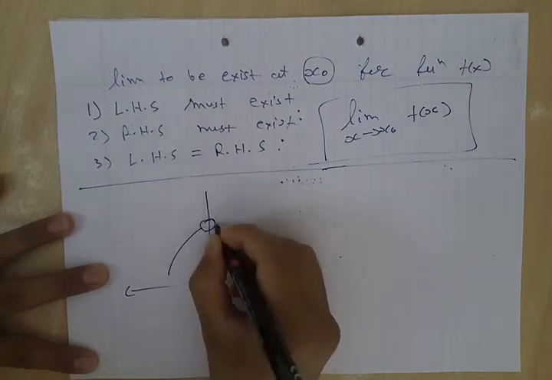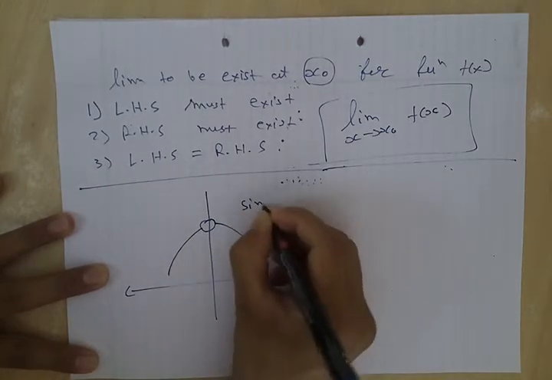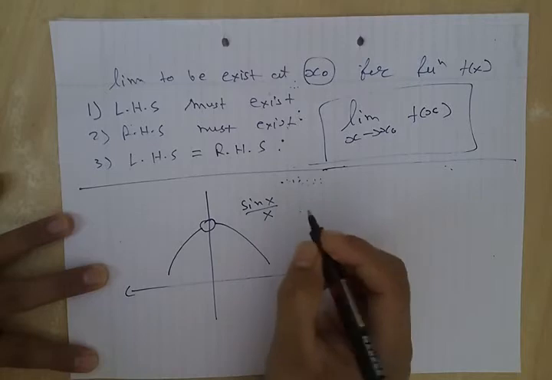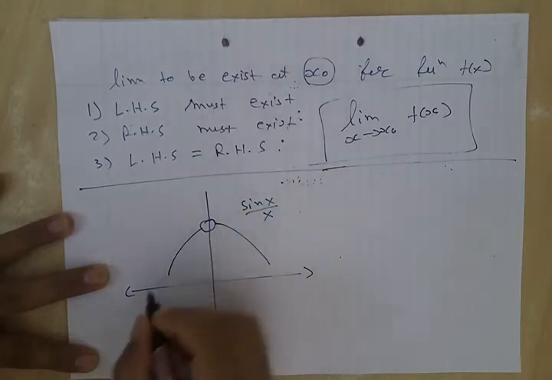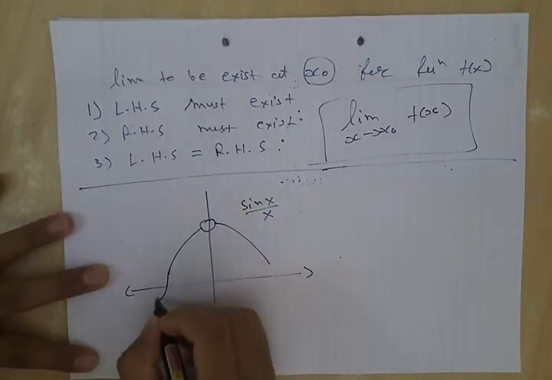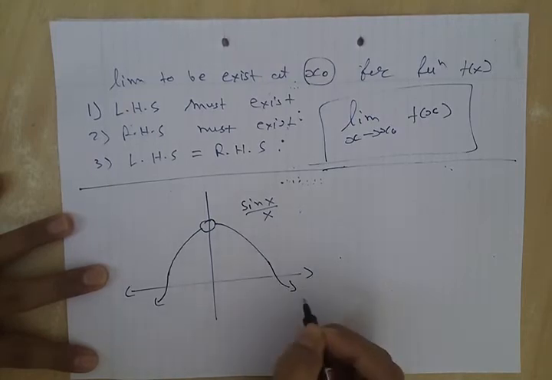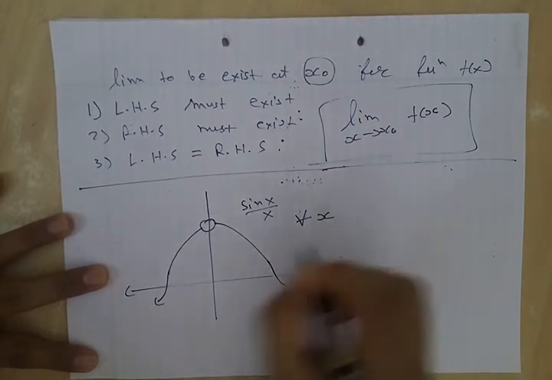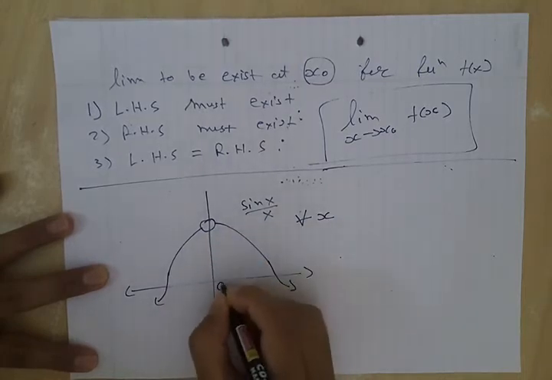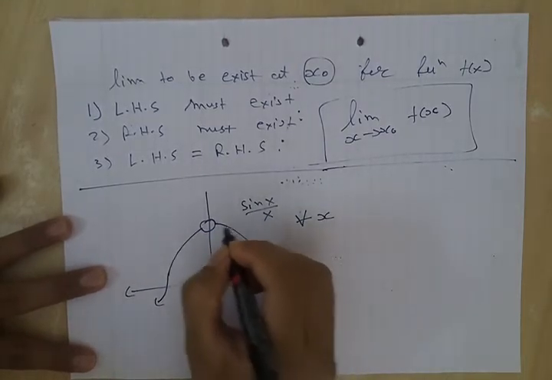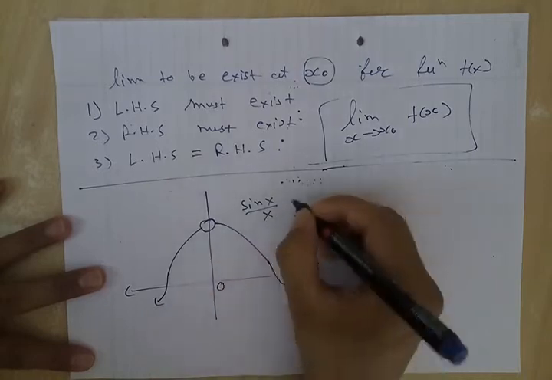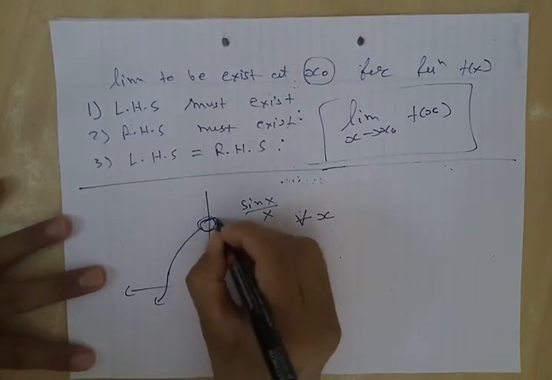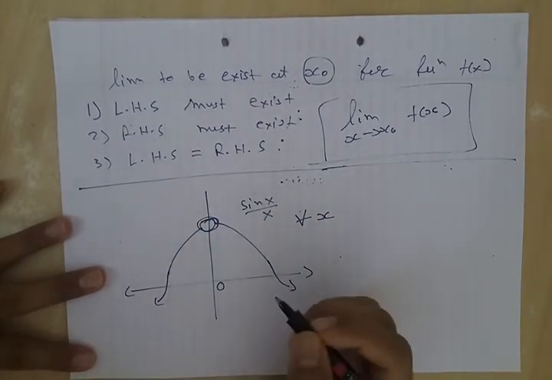So in our function sin x upon x, this function is continuous for each and every value of x except x equal to 0, because for x equal to 0 this function is not defined. Here no point exists.